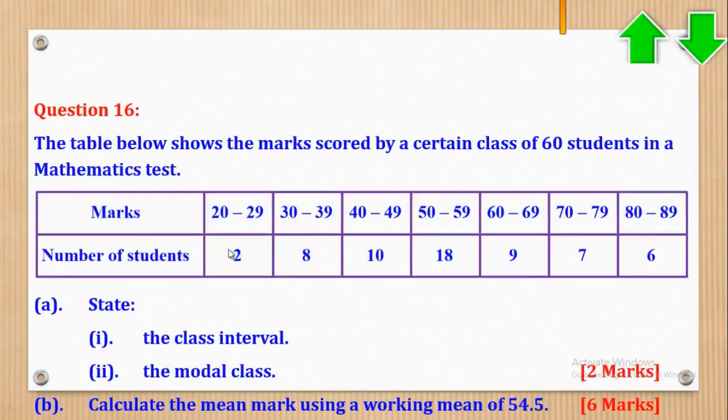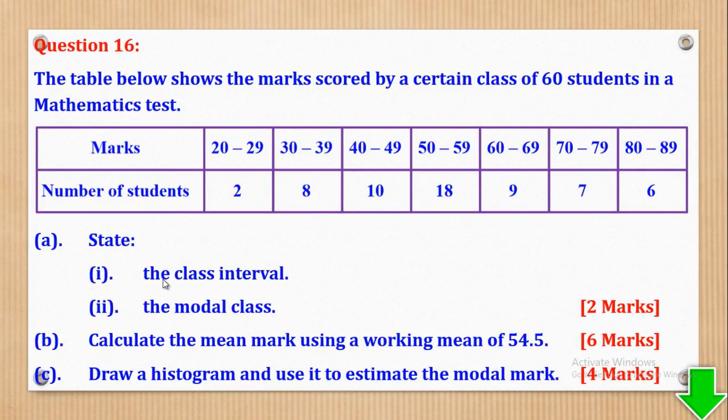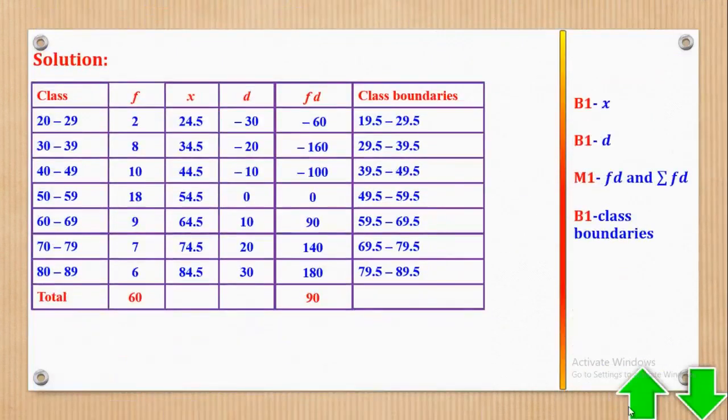So now we shall start to answer our questions. Roman 1, they said class interval, then model class, then part B. They wanted the mean class mark, mean mark using working mean of that, and lastly drawing a histogram. So let's first start with part A, Roman 1.